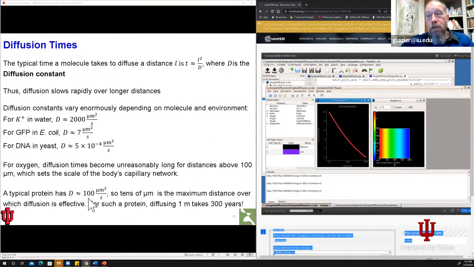A typical protein has a diffusion constant 1/10 that of oxygen, 100 microns squared per second. So to go across a single cell, which has a diameter of 10 microns, 10 microns squared is 100, divided by 100. It takes 1 second for a typical protein to go across a cell. For a typical protein to go a millimeter, 1,000 squared, a million, divided by 100, is 10,000 seconds.